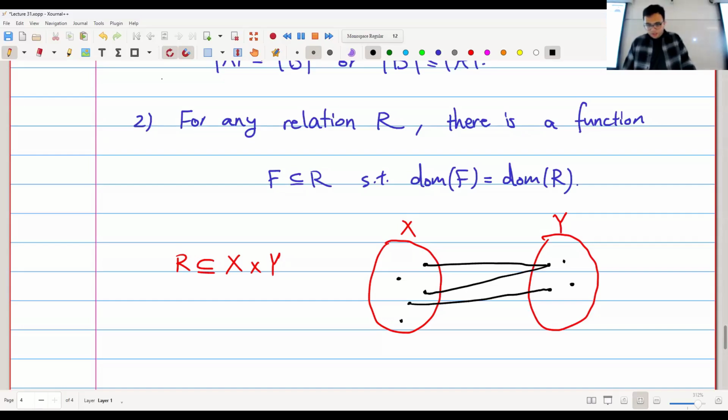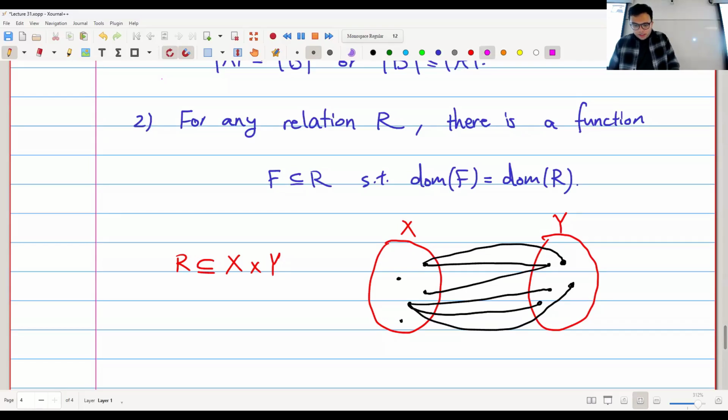Okay. So this is not necessarily a function because, of course, I can have something like this. I can have the same element of X being in relation with several elements of Y. And then what is the domain of R? The domain consists of all the elements in X that are in relation with at least something in Y. So this part on the left side is the domain.